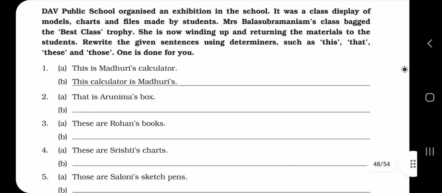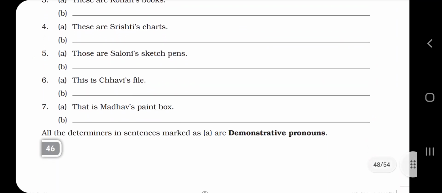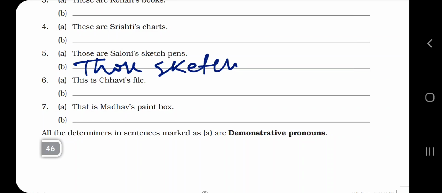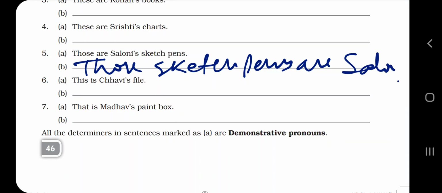Now next, I hope you can do it now. Those are Saloni's sketch pens. Those sketch pens are Saloni's. Okay. Now you do it yourself. You can do it easily.